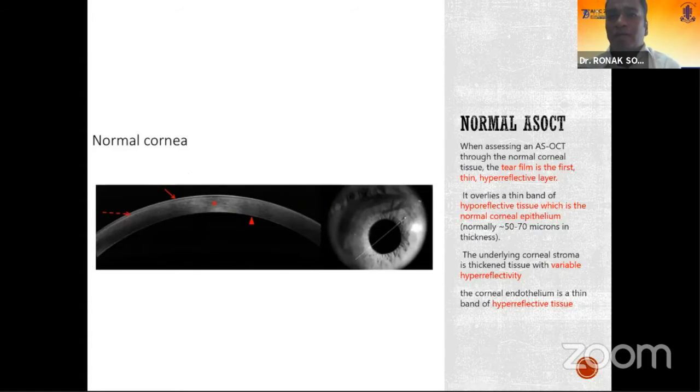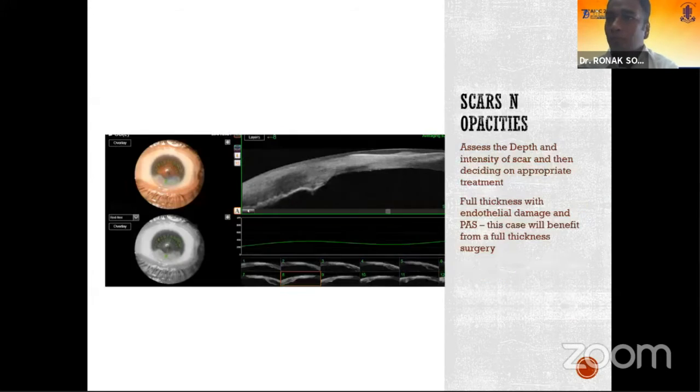So how does a normal anterior segment OCT look like? There's basically a first layer of the tear film, which is a hyperreflective layer, which overlies a band of a hyporeflective layer, which is the normal corneal epithelium. And there is an underlying variable hyperreflectivity of the corneal stroma and the endothelium, which is a hyperreflective tissue.